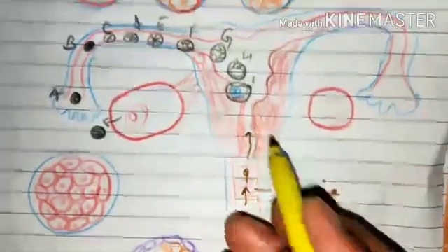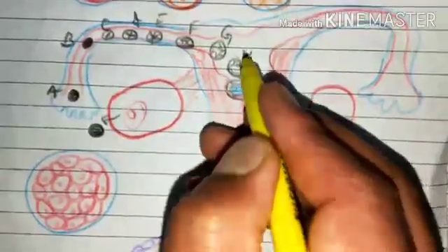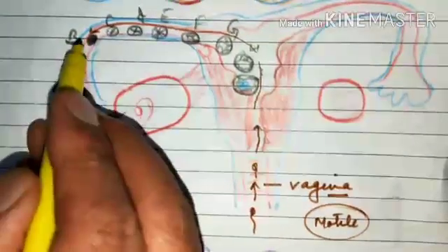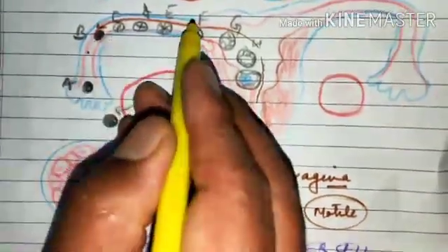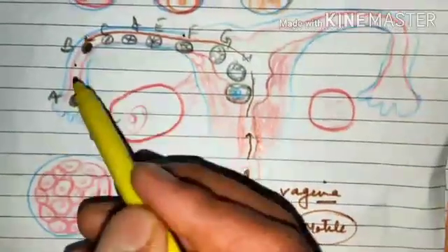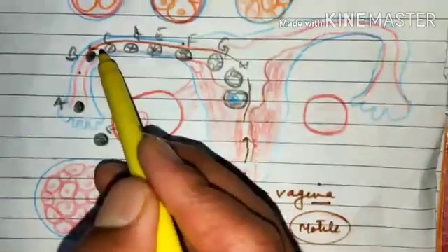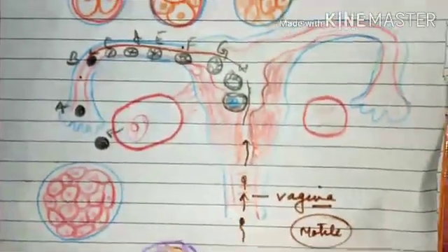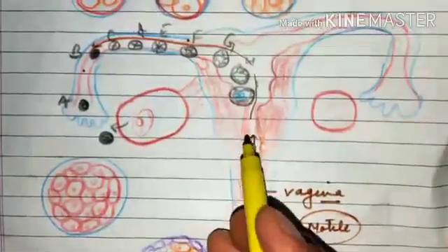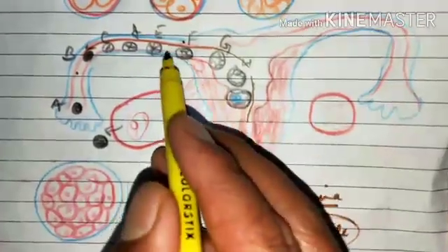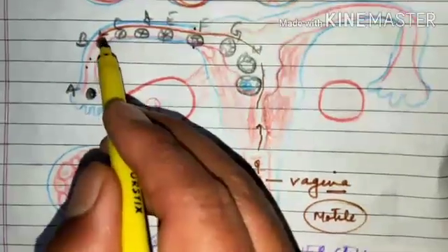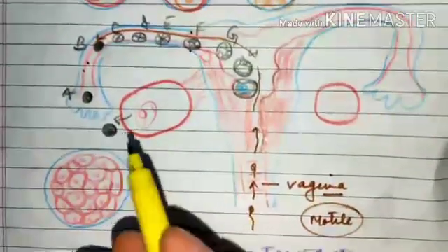They move through the cervix and then ultimately reach this point, the junction between the ampulla and isthmus of the oviduct. This point is called the ampullary isthmus junction. These sperms swim rapidly, pass through the cervix, enter the uterus, and reach the ampullary isthmus junction of the fallopian tube, or you can say oviduct.